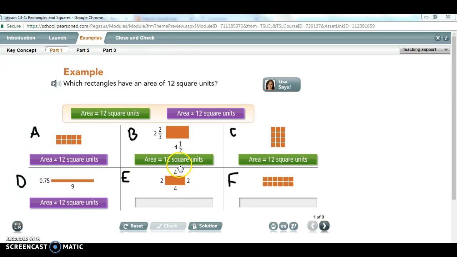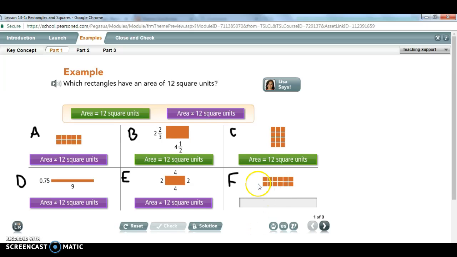For E, hopefully you didn't let all these numbers confuse you. When you add them all together, that's perimeter, but that's not what the question is asking us to do. It simply wants us to do base times height. So 4 times 2 is 8. That is not 12 square units.